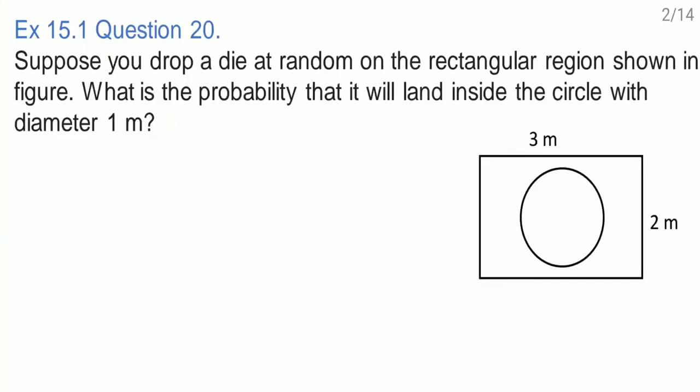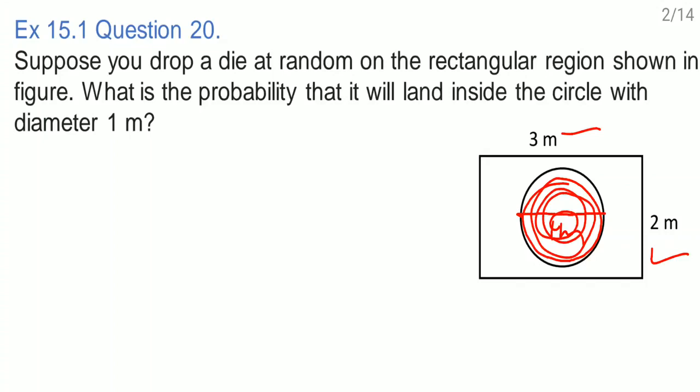Question number 20. Suppose you drop a die at random on the rectangular region as shown in the figure. See the rectangular region here, whose dimensions are also given. Length is 3 meter and breadth is 2 meter. What is the probability that it will land inside the circle with diameter 1 meter? So the diameter of this circle is given as 1 meter. It means that our die should fall onto this circular region.